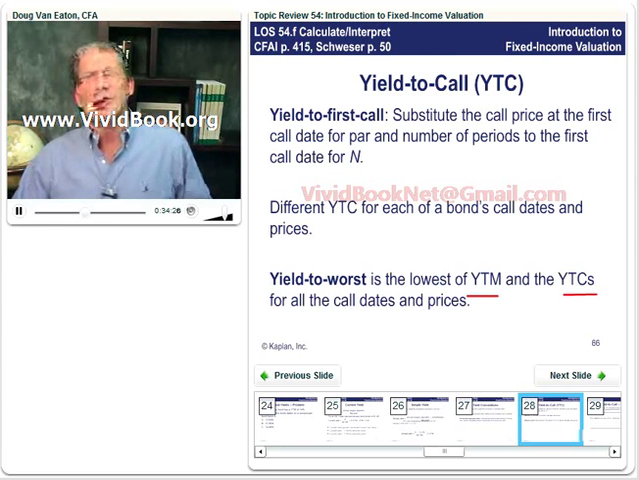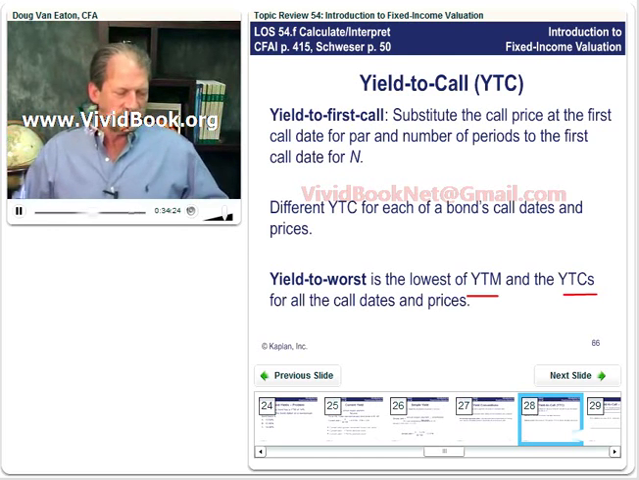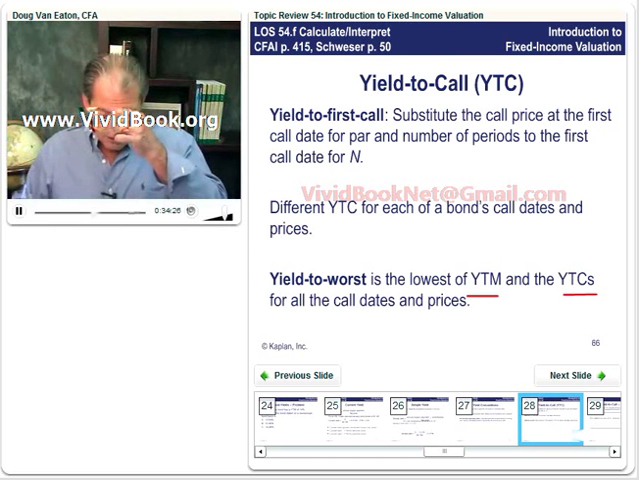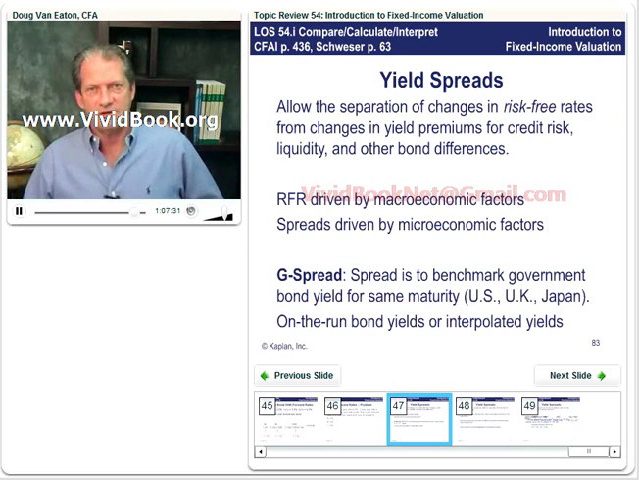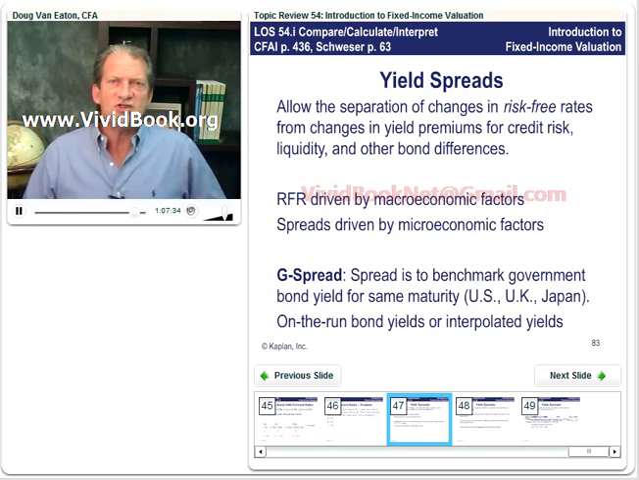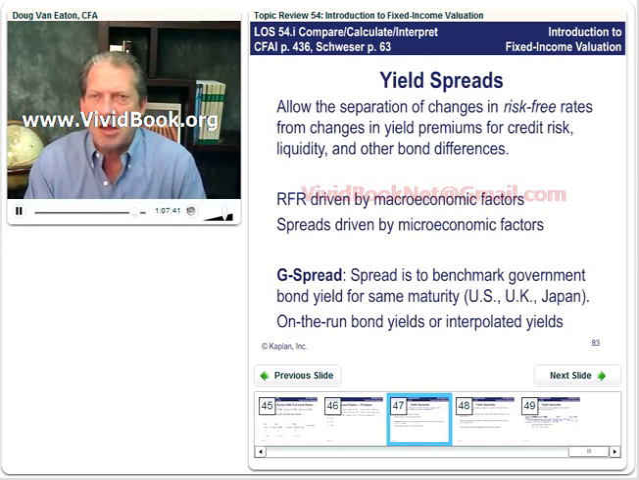For rates, the credit spread gets wider, higher required rate of return. But it might also be the case that the credit rating stayed the same and the underlying benchmark rates, treasury rates, went up. Treasury rates or swap rates, whatever the benchmark is that we're measuring the spread relative to. So when we talk about a G spread or a government spread, it's the spread to the benchmark government bond yield for the same maturity.